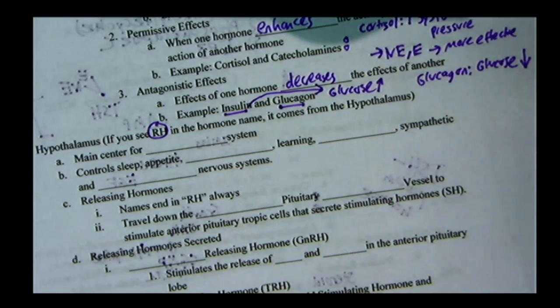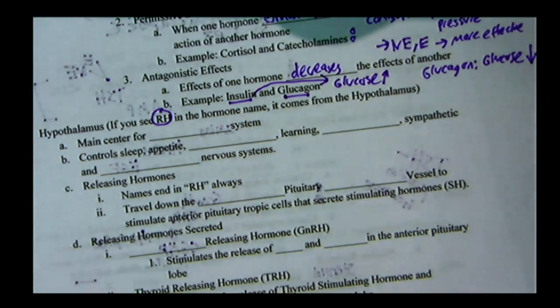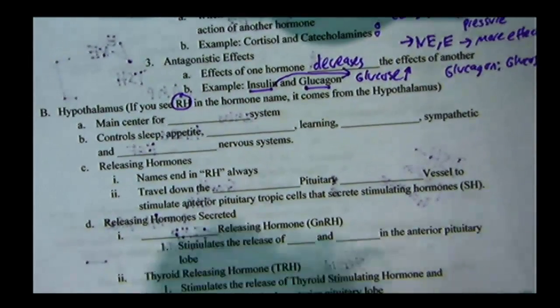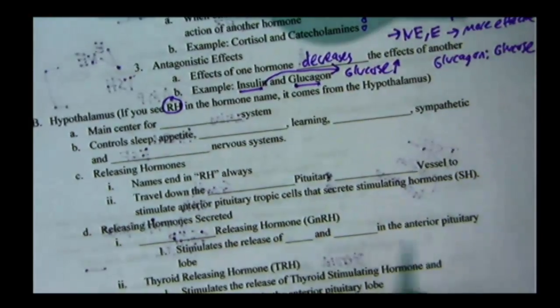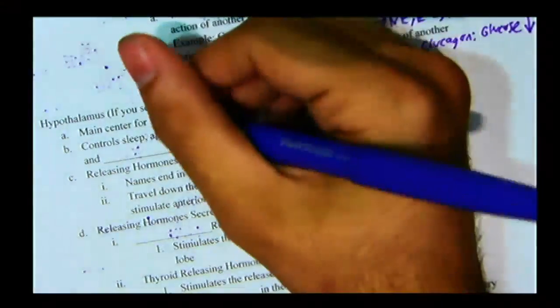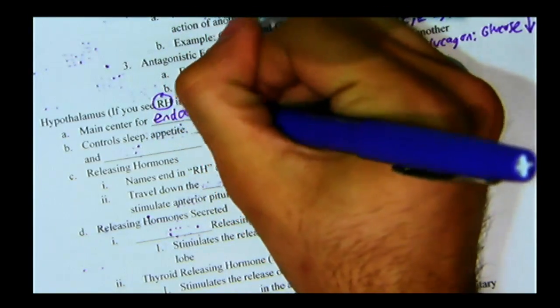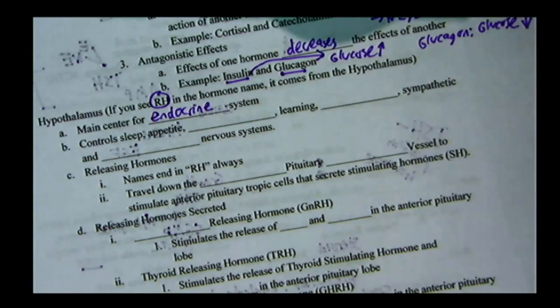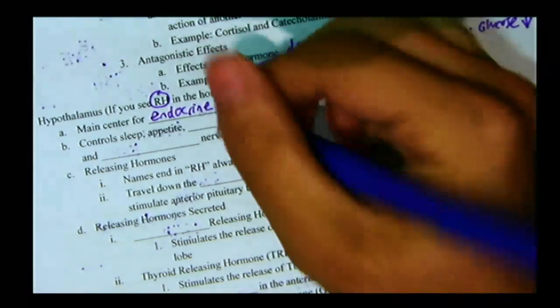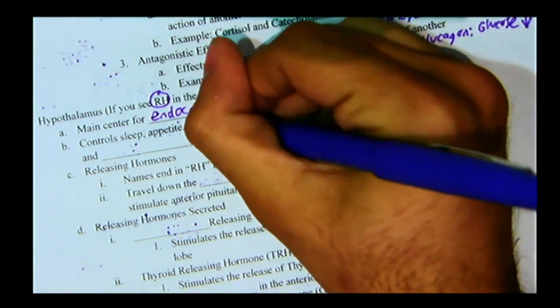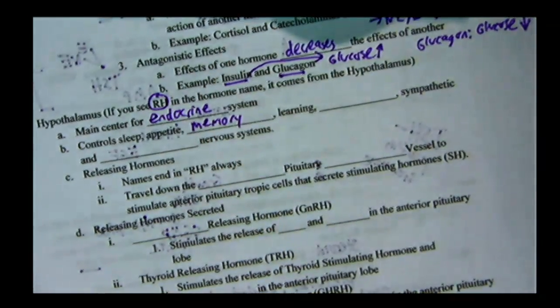So it's a main center for which system? Endocrine. It controls sleep, appetite, what else? Memory. Learning. Can you think of body temperature? Yeah. Sympathetic and parasympathetic, your favorite systems.